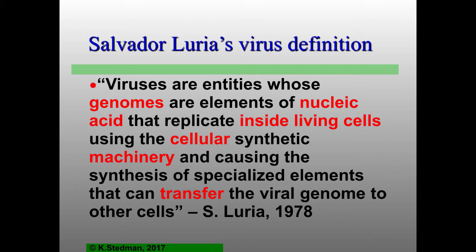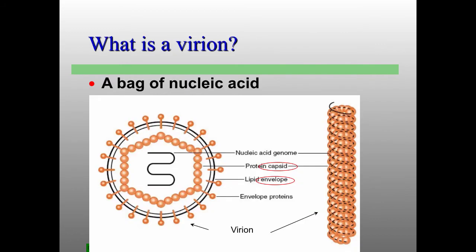And that also kind of gets us to the whole idea of the Baltimore classification, where you're looking at the messenger RNA. So not surprising, the messenger RNA is really important because that's that real cellular machinery which is absolutely required for all of these different viruses. And then, the specialized element that can transfer the viral genome, what's that? Also named the virion, exactly.